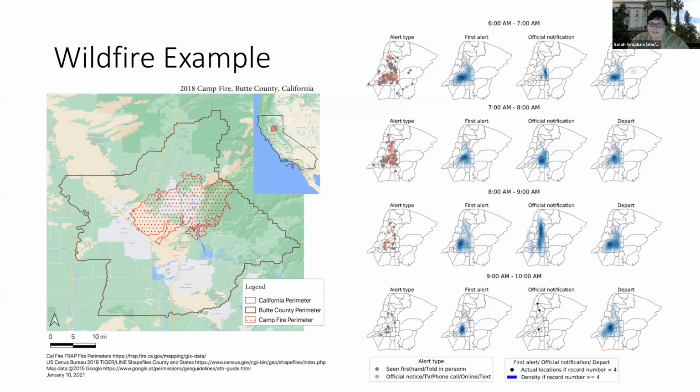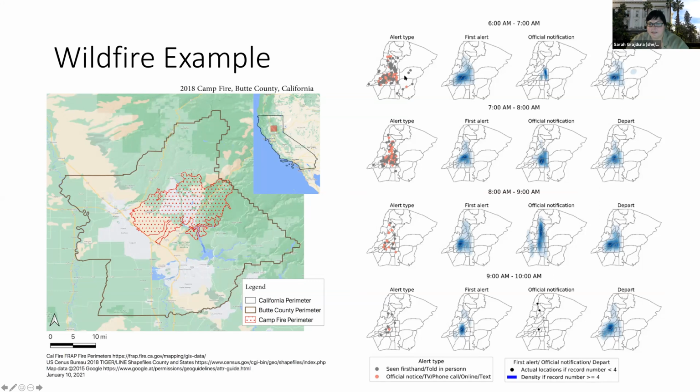So this is just some information about the Camp Fire, which I collected data on, and this is a map of the extents of the Camp Fire in Butte County, California. And then here is some of the data I collected.